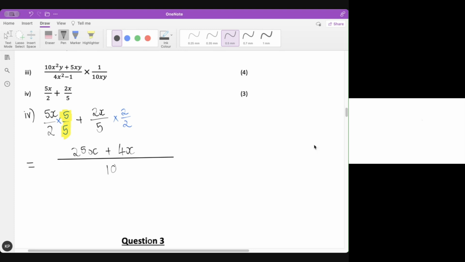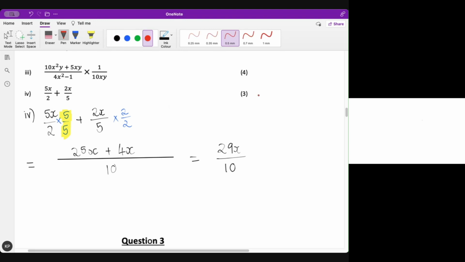I'm not sure, but maybe we can factorize the top number. Okay, we can, but it won't help us much. There's a much simpler thing we can do. Look carefully. We can add the like terms, which will give us 29x over 10. Anything further we can do after this? No. So that is our final answer.